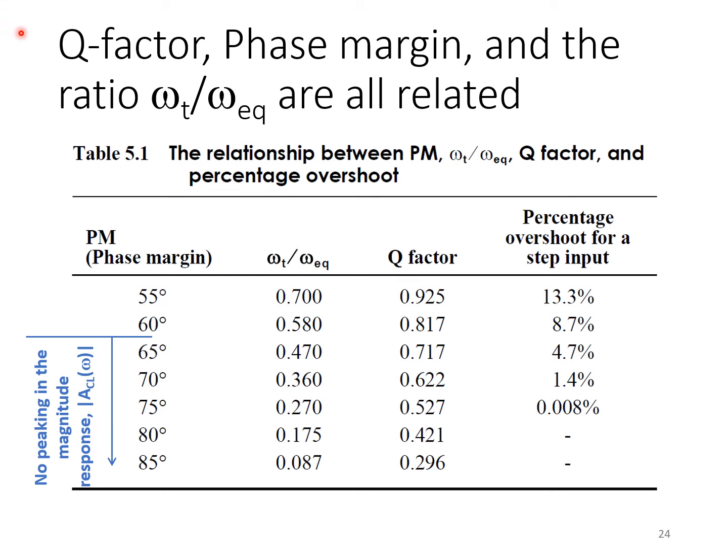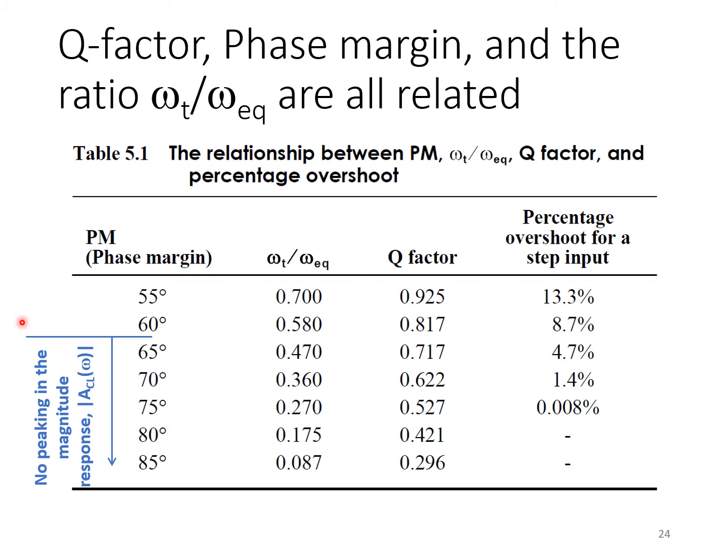So these criteria on the Q factor are related to criteria on the phase margin, and in turn related to the ratio of omega t to omega EQ. So this is a very useful table that summarizes what different phase margins correspond to in terms of the ratio of omega t and omega EQ, the Q factor, the resulting overshoot in the closed loop step response of the amplifier, and we've also indicated the criteria for ensuring there's no peaking in the closed loop magnitude response.